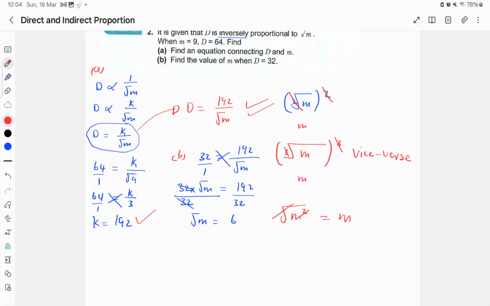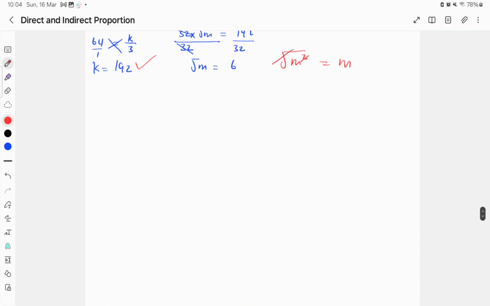We're going to look at another question that's different, but this is the most important: for you to know how to find those equations. All right, let's see.